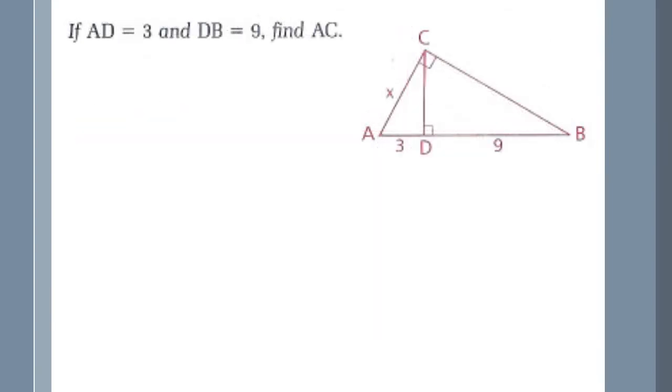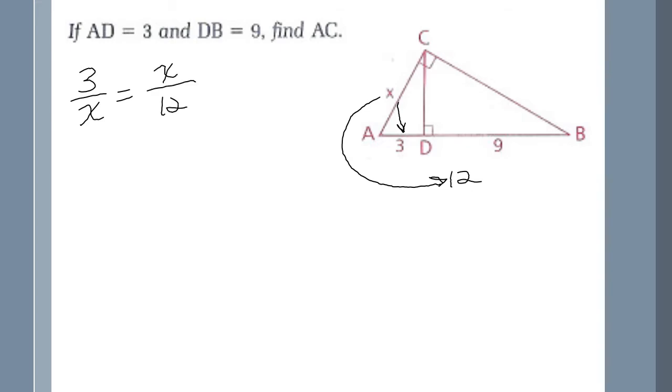Now, in this case, we know that the length of AC is x, and that's going to be the geometric mean between this segment and the hypotenuse. Well, there's no measurement for the hypotenuse, but I know that 3 plus 9 is 12. So we're going to set this up again: 3 over x equals x over 12. Therefore, x squared is equal to 36.